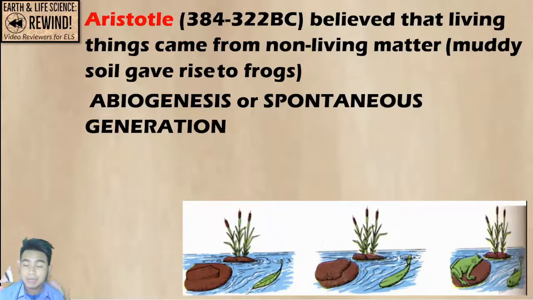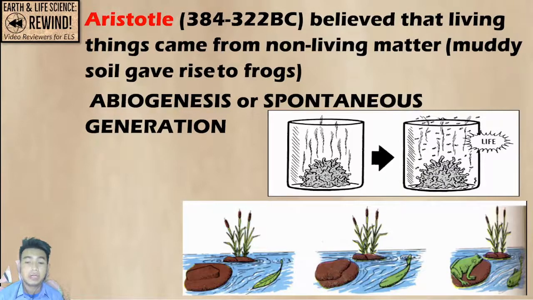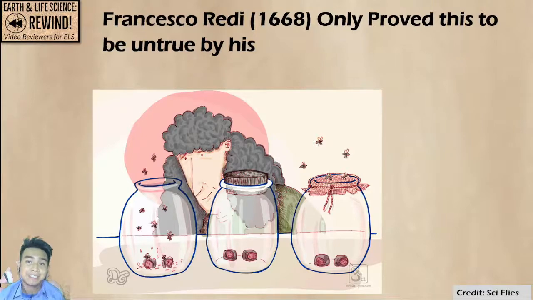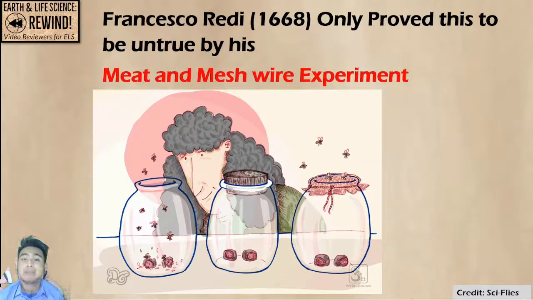People during his time believed that mud, water, and dead leaves gave life to animals like frogs and fishes. Rotten meat gives life to flies and other insects. And ants literally came from rotten food and expired bread. But it wasn't until 1668 when Francesco Redi proved this to be untrue by his meat and mesh wire experiment. He disproved the theory that rotten meat gave life to flies.